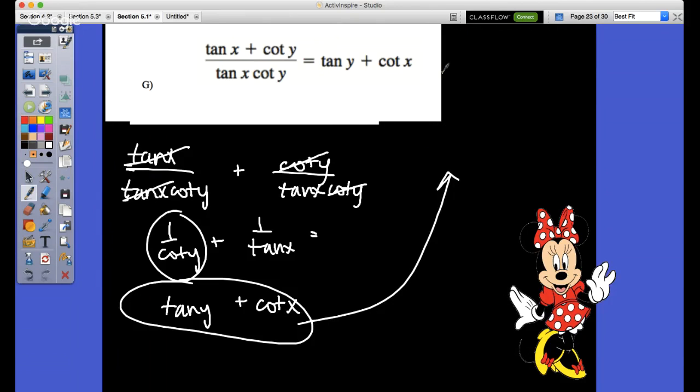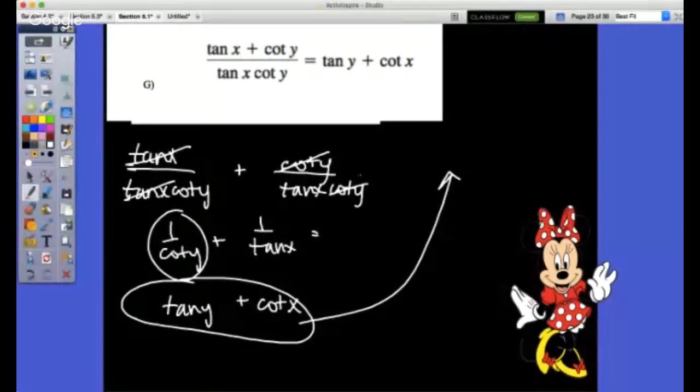Some of you also came to me this morning, and you did the sine over cosine for tangent up here and cosine over sine. That's fine. Just make sure that the variable follows the sine and cosine as well. Okay.